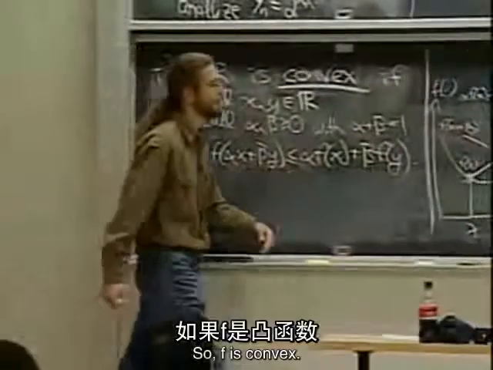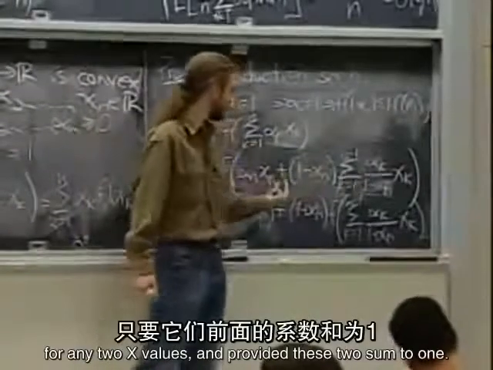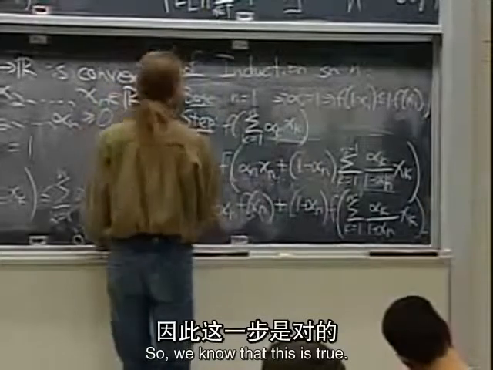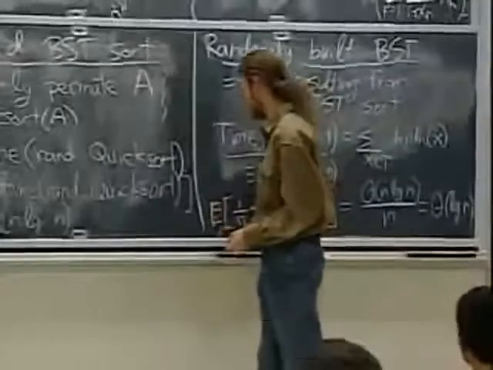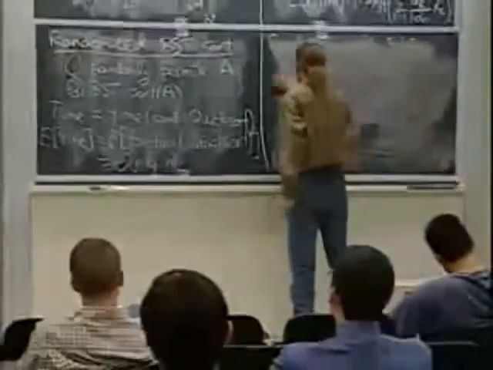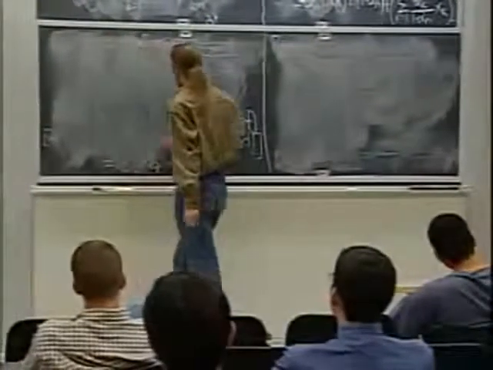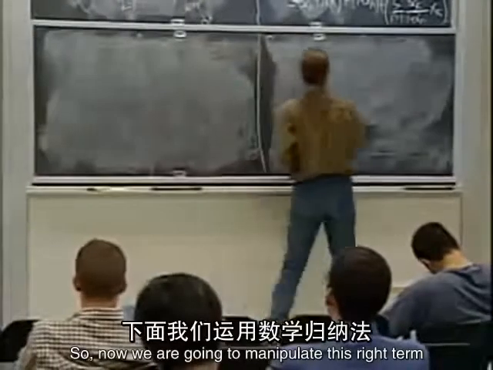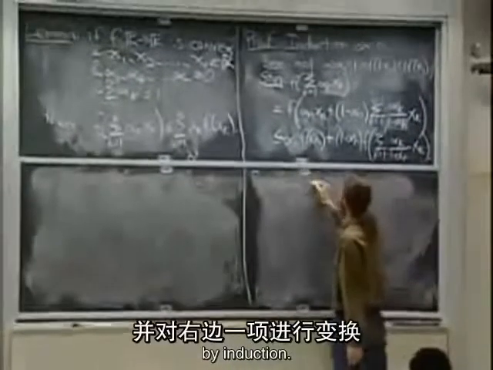Okay, so f is convex. We know that this is true for any two x values, provided these two sum to 1. So we know that this is true. Now is when we apply induction. So now we're going to manipulate this right term by induction.